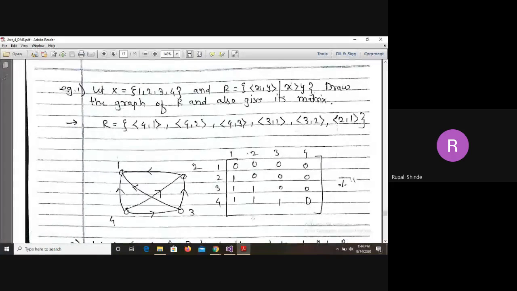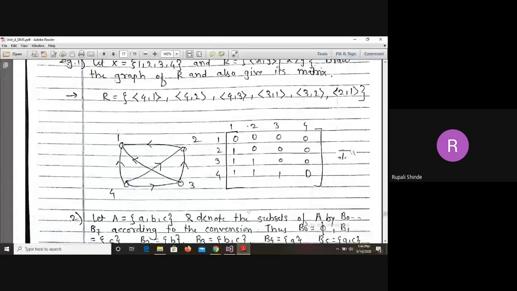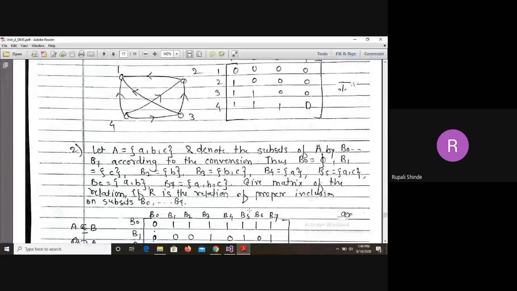Okay. So these kinds of problems are asked for 8 marks. This chapter is very important, and based on this you will get at least one question in the final exam. So these are very important examples, so focus on them. Now the second question is given as: let A be the set {a, b, c} and denote the subsets of A by B0 to B7.